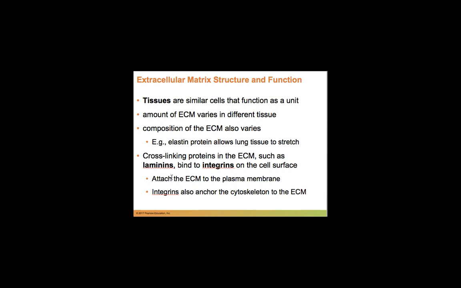So these cross-linking proteins are going to help attach the extracellular matrix to the plasma membrane. Why? The plasma membrane has the integrins. Our extracellular matrix has the laminins. Integrins are also going to anchor the cytoskeleton to the extracellular matrix.